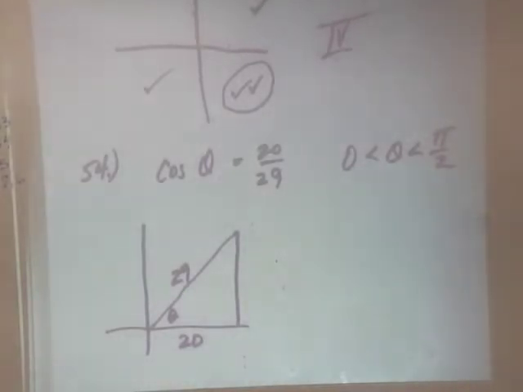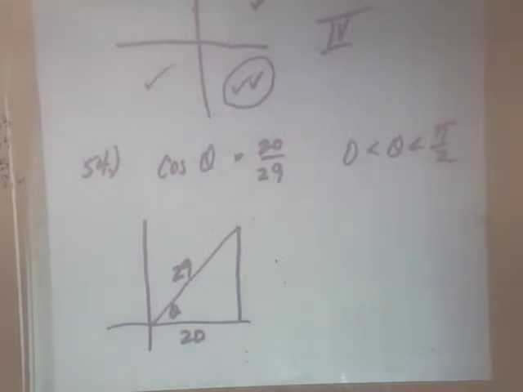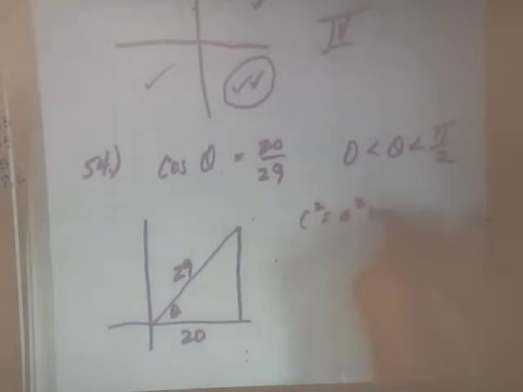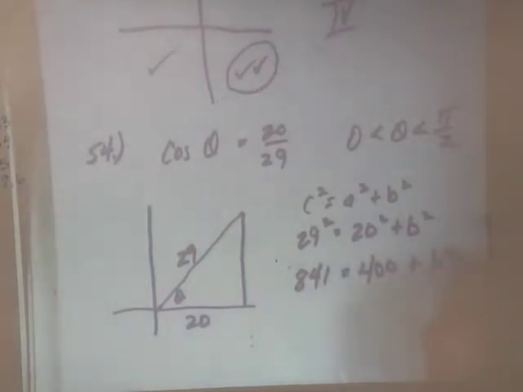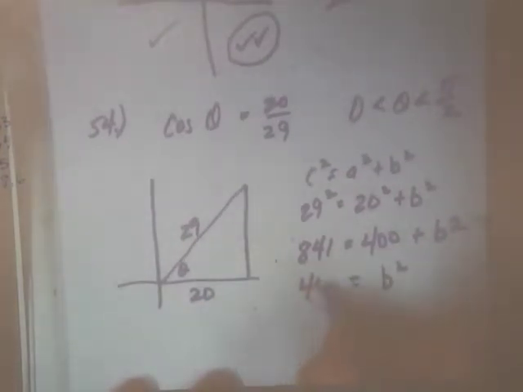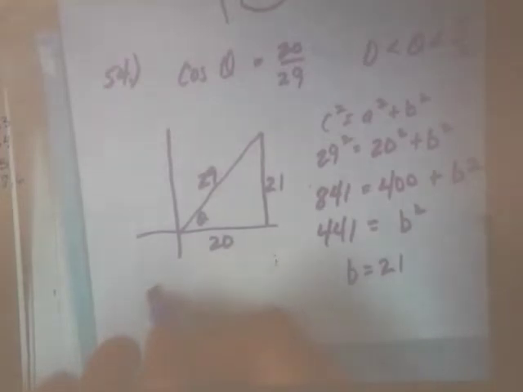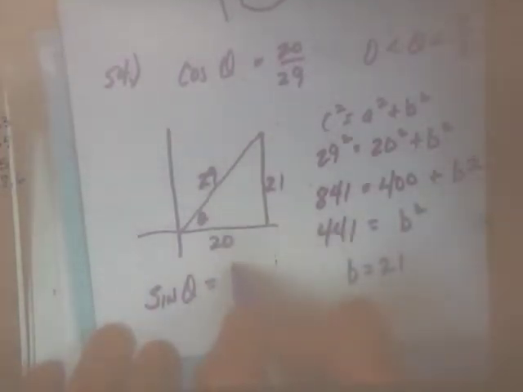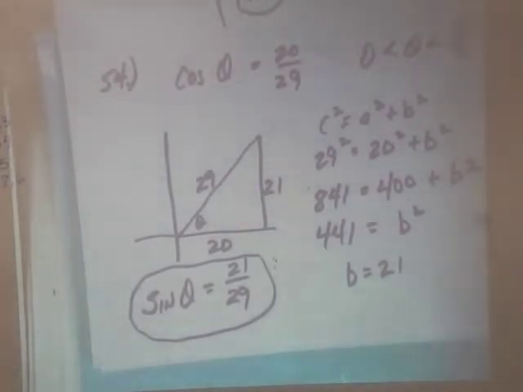And it wants to know now what is the sine. The sine is opposite over hypotenuse, so we got to figure out this side over here. How do we do that? There you go. Calculators, please. 841? Yeah. 400? Is that 21? Yes. Good. So this side over here is 21. So the sine of theta is equal to opposite over hypotenuse, so that'd be 21 over 29. Questions on 54? Okay.